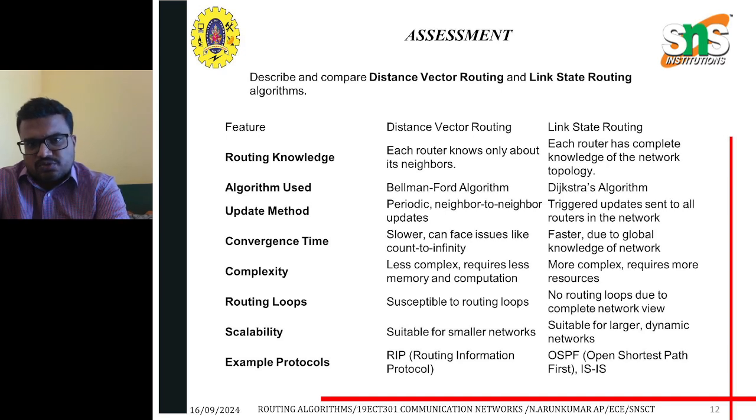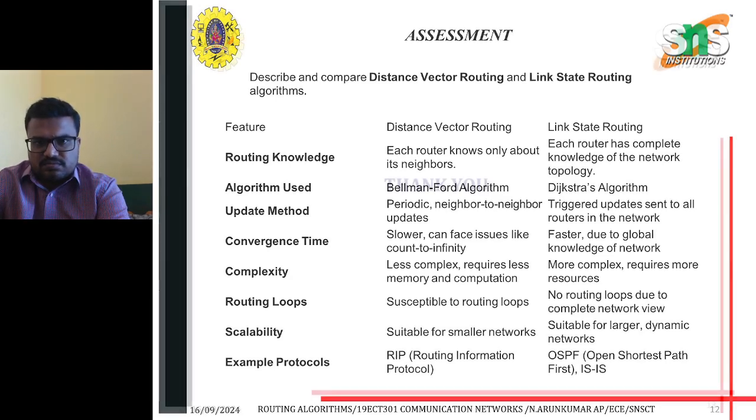Next one is scalability: distance vector is suitable for smaller networks, while link state is for larger and dynamic networks, because it is based on the previous state, so we can use it for a large number of applications. An example is RIP for distance vector, and here it is OSPF, open shortest path first algorithm. Thank you.